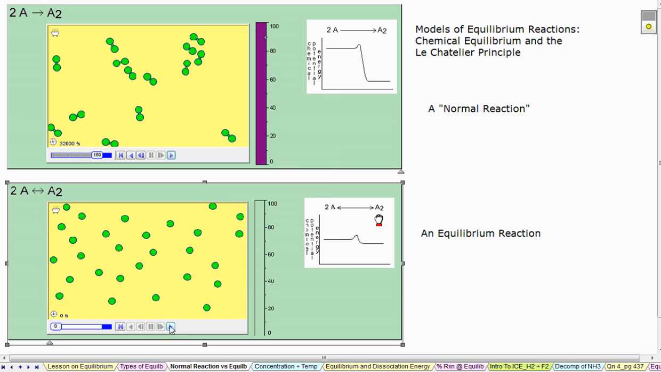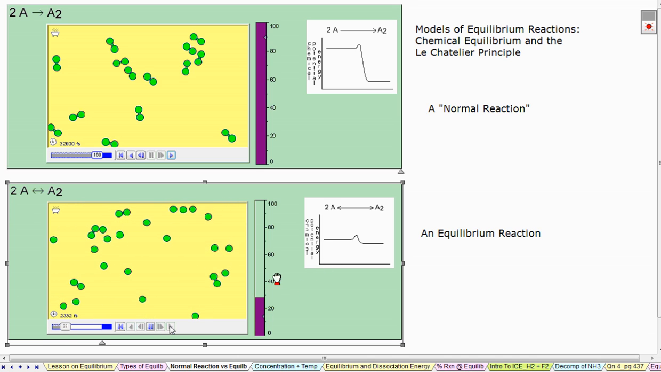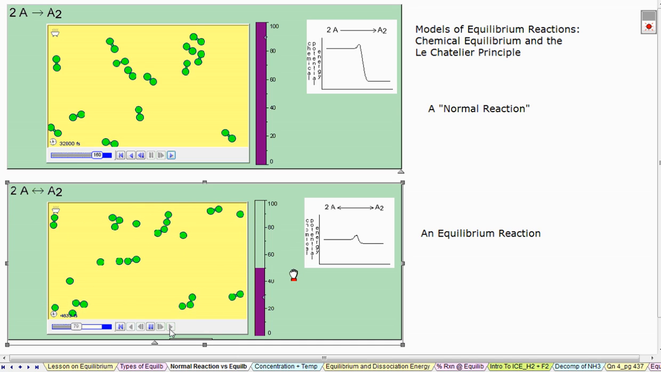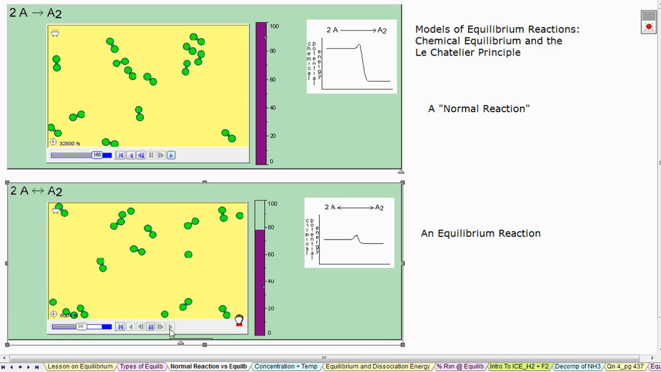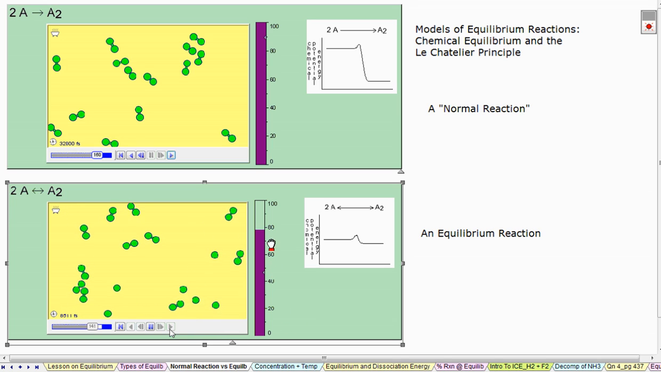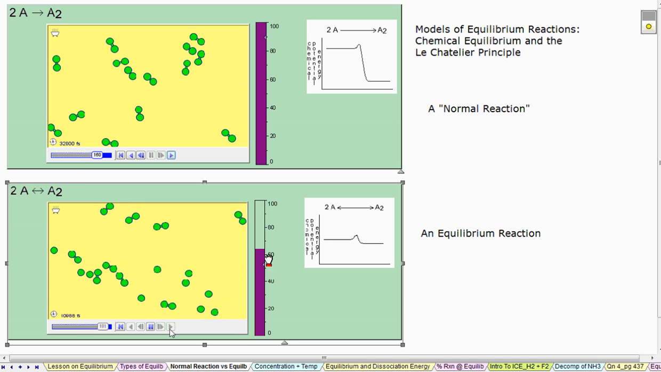It will be interesting to note what happens. Now we can see bonds being formed, but as bonds are being formed, they end up being broken as well. Case in point, what you'll see down there. There we go. We just saw a bond breaking. And notice the potential energy never quite reaches 100%.